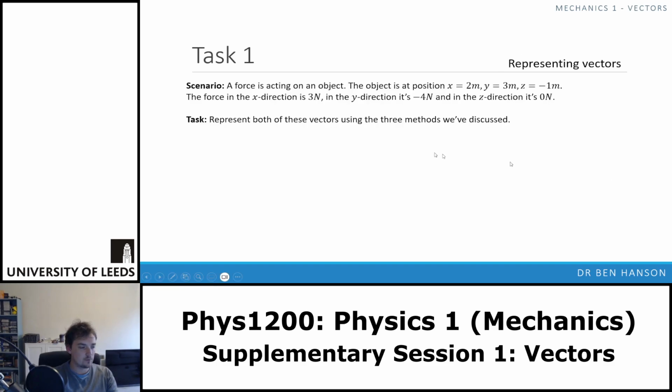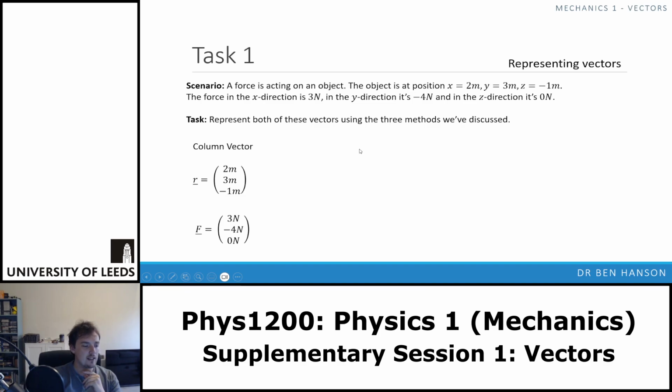Okay, let's do this. First things first, column vector. It's 2 meters in the x direction, so 2's in that first one, 3 meters in the y direction, and minus 1 meter in the z direction. Nice. And the force is 3 newtons, minus 4 newtons, and 0 newtons. So that's easy, each component of x, y, z has been added in. Notice the lines underneath the symbols so that we know that it's a vector, and notice the units. Units are important, keep them.